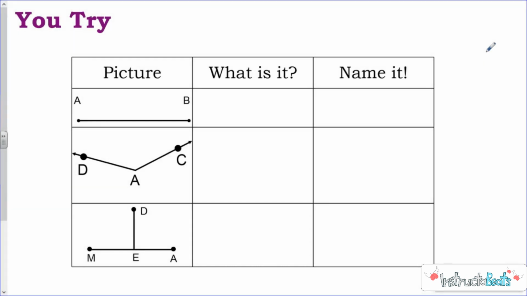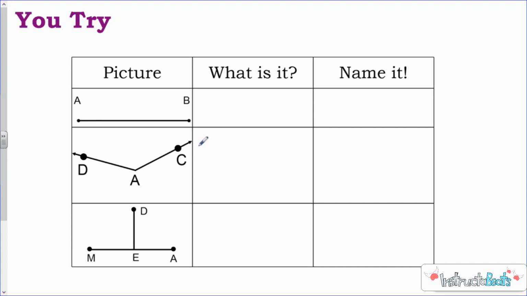All right, so here's a very simple you try today, okay? You're going to go ahead and pause the video. If you've never done this with InstructaBeats, pause the video. Fill out this chart, okay? You're going to say, what is it? Is it a line? Is it a line segment? Is it an angle? Okay, what is it? Then you're going to name it. When you get done with that, go ahead and push play, and you can check your work.